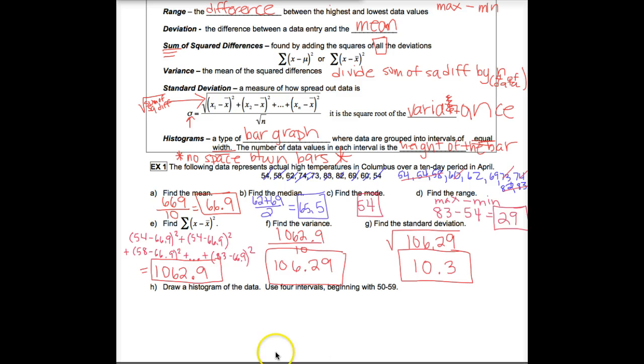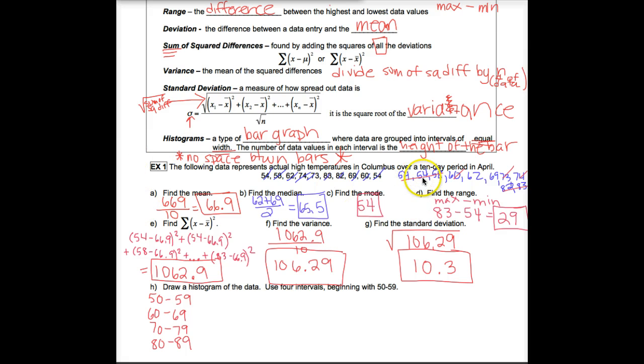Finally, to draw a histogram of the data, it tells us we need to use 4 intervals beginning with 50 to 59. Remember, these intervals have to be evenly spaced. So if the first one is from 50 to 59, the next number is 60. And since this spanned up to 59, this next one has to go up to 69. So we'll go up that way. I just need to record here how many pieces of data are in each of those intervals. And of course, when you pick your intervals, you need to make sure that it covers your entire range, lowest to highest.